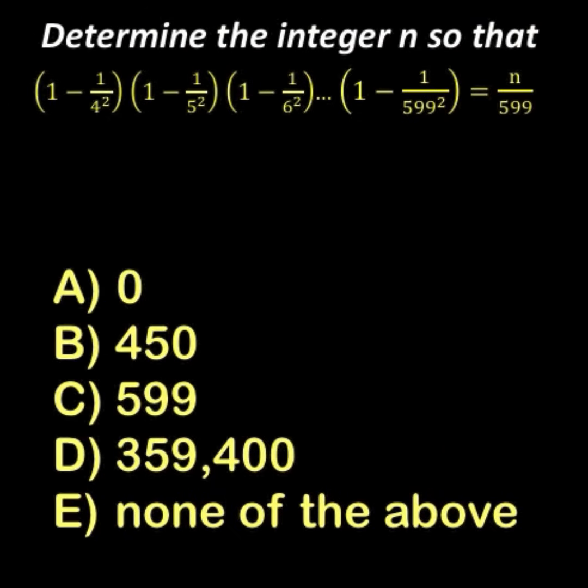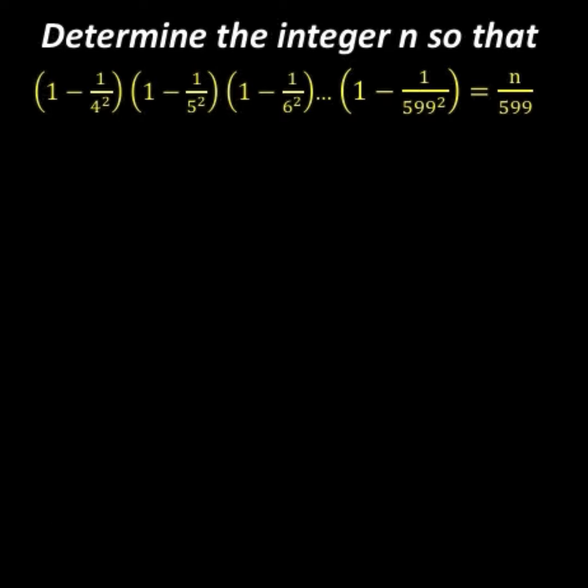Here's our problem for today. Determine the integer n so that the product of the quantity 1 minus 1 over 4 squared times the quantity 1 minus 1 over 5 squared times the quantity 1 minus 1 over 6 squared until the quantity 1 minus 1 over 599 squared is equal to n over 599. And we are given these 5 options. Let's solve this problem together.